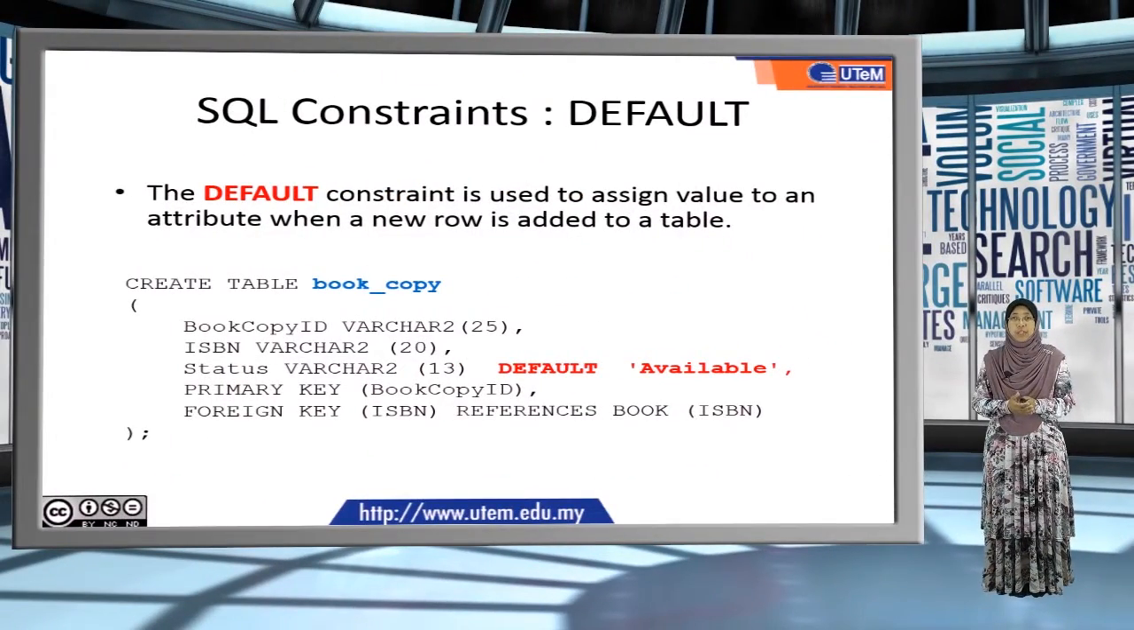The default constraint is used to insert a default value into a column. In the event that a new row is inserted and no value for the column is assigned, the default value will be assigned instead of a null value. In this example, a default command is added to the status field where the word available will be the default value for this field.